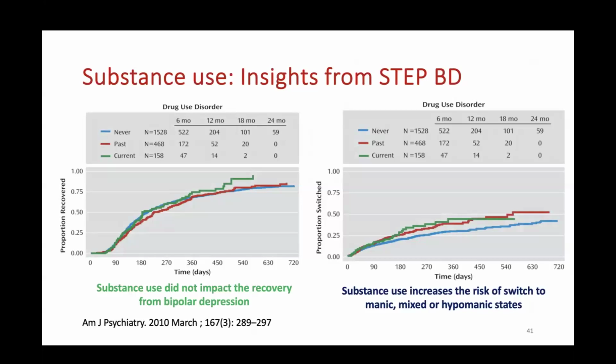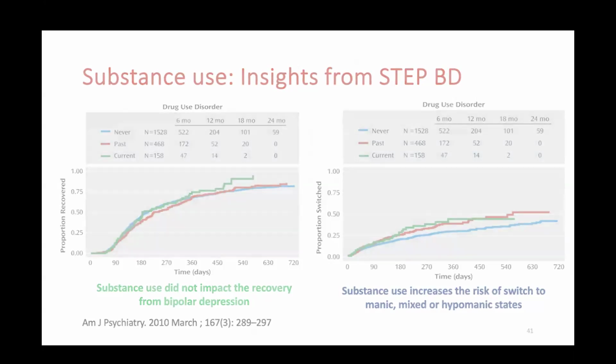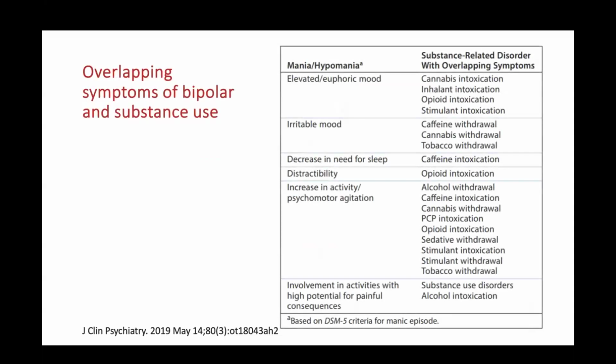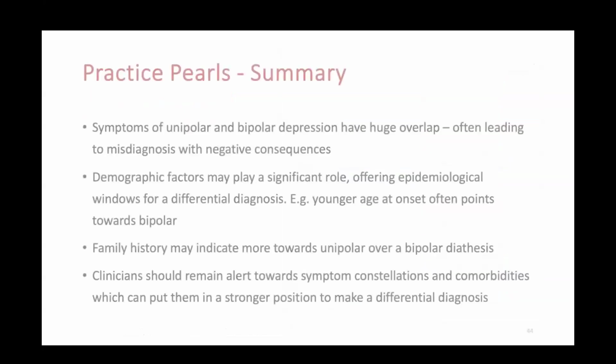So substance abuse did not impact the recovery from bipolar depression, and substance use increases the risk of switch to manic, mixed or hypomanic states when it comes to unipolar. And if you look at substance use disorder as a comorbidity, it is very, very high in bipolarity. So these are the comorbidities. So 56% of the patients with bipolar depression will have substance abuse as a comorbid diagnosis. So these are the overlapping symptoms of bipolar and substance abuse.